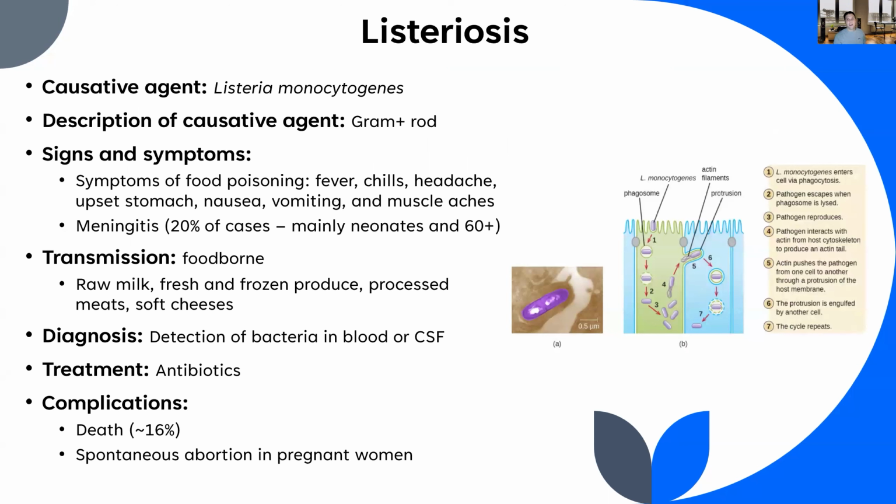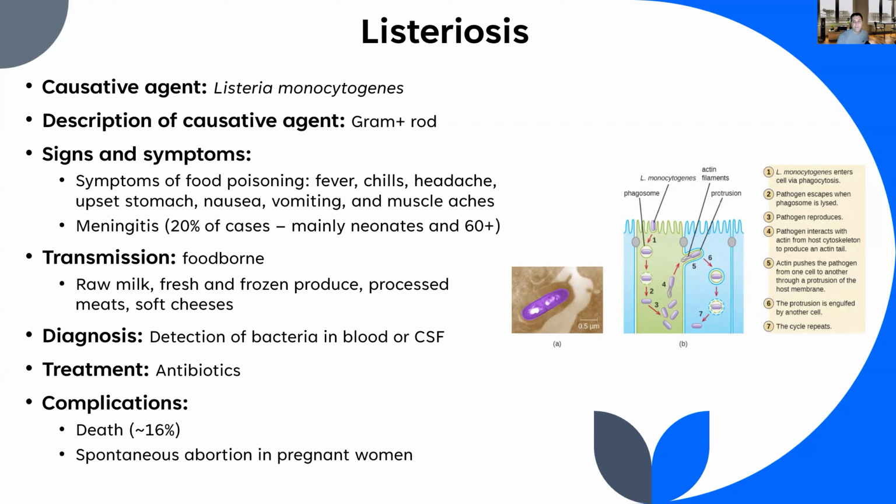Okay, moving on to listeriosis. So listeriosis is caused by a gram-positive rod called Listeria monocytogenes. The signs and symptoms usually appear to be a case of food poisoning. So you'll start with fever, chills, headache, upset stomach, nausea, vomiting, and muscle aches.